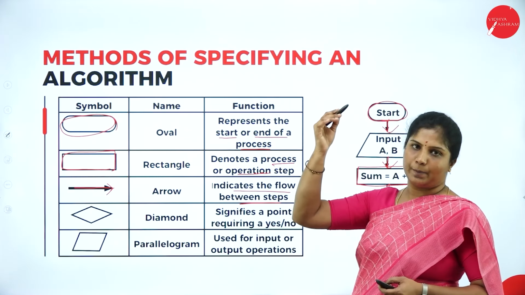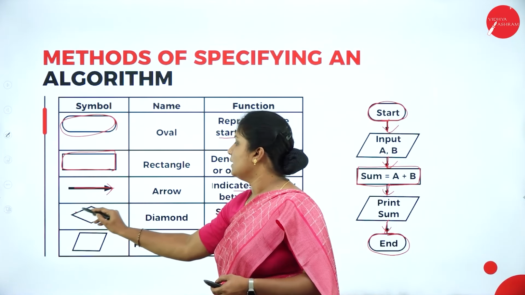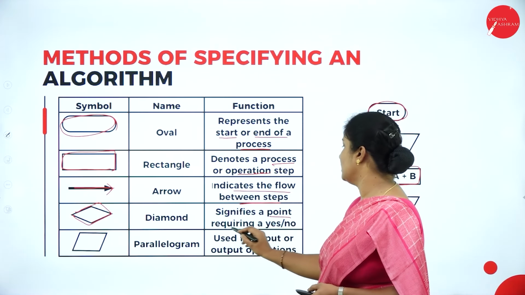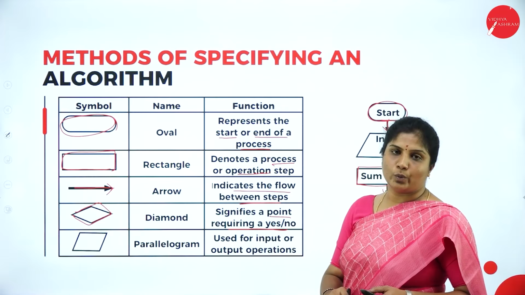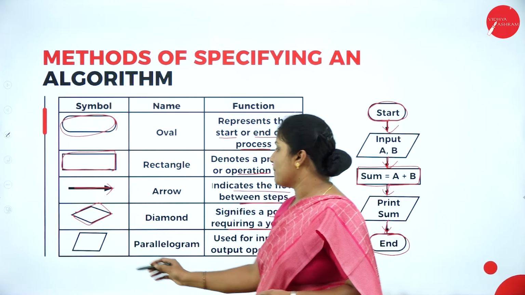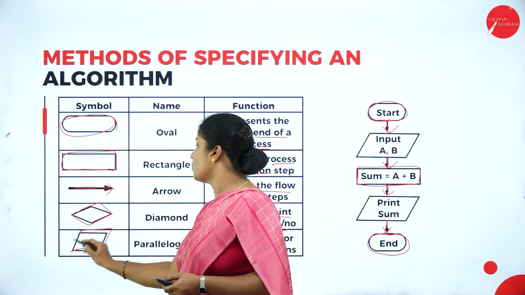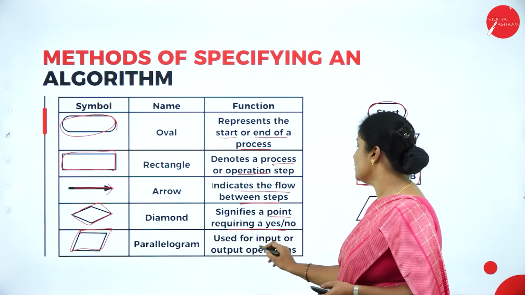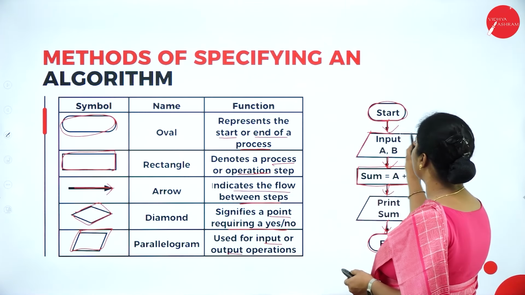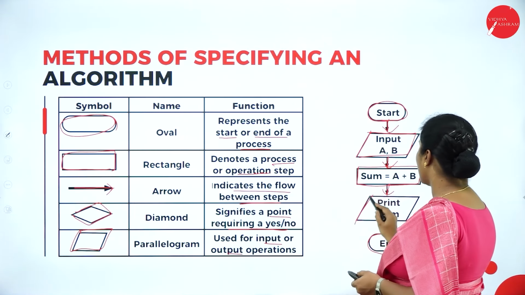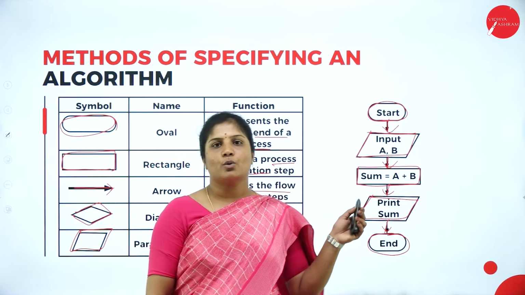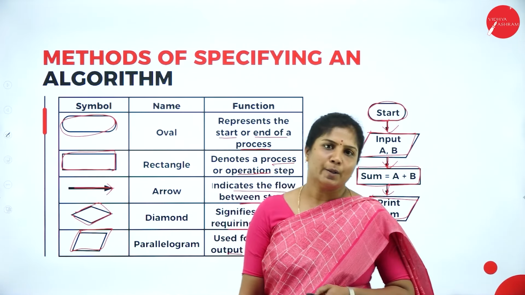or down to up. Next, the diamond shape. The diamond signifies a point requiring yes or no, whether it's getting output or not. Next, parallelogram. What is it? It is used for input or output operations. See, for input A and B I have used a parallelogram, and for the output print sum I have used a parallelogram. This is how we depict the flowchart for a program.